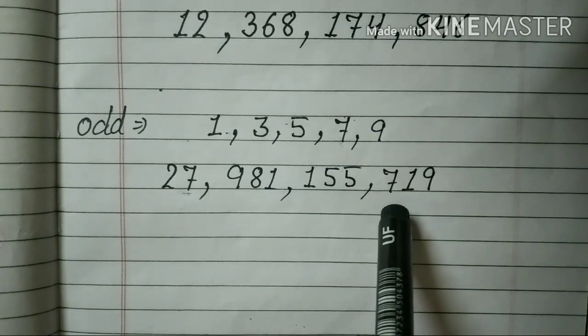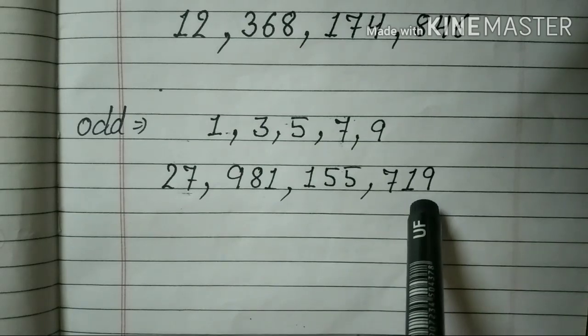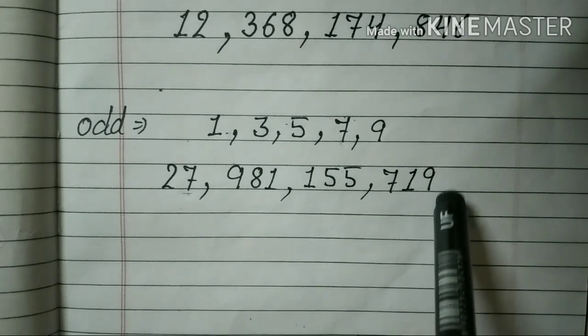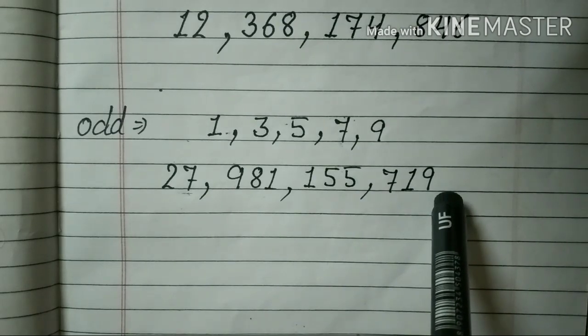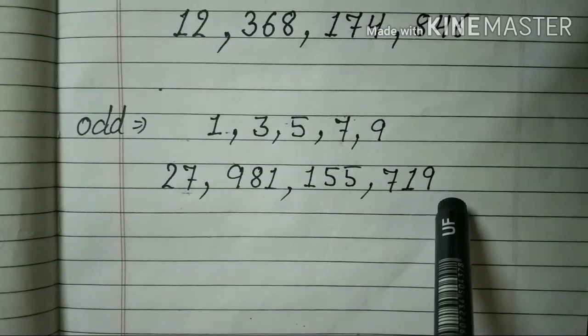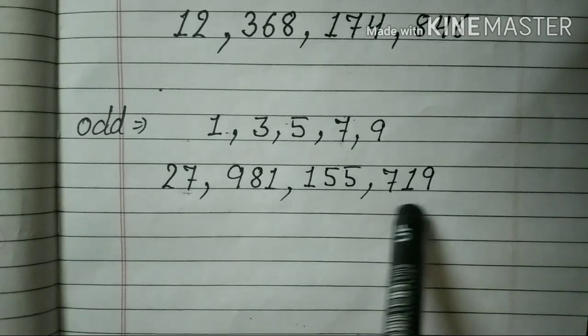Now look at the next number, 719. Here at ones place we have 9. When we divide 9 by 2, the remainder is 1. So 9 is also not completely divided by 2. So it is also an odd number.